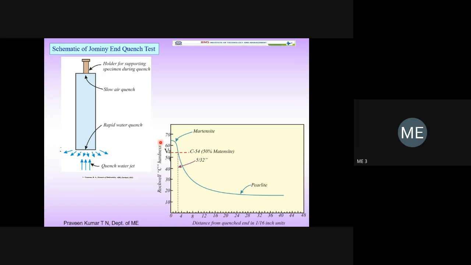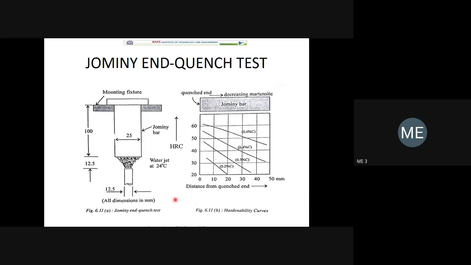Either we can change the properties of the whole volume, that is nothing but bulk heat treatment, or we can change the property only at the surface. This is the Jominy end-quench test. So now you can see here, all dimensions are fixed. All the information is available in the textbook. You can draw this diagram. If you draw one curve, that is sufficient. Very close to the water jet, hardness is very high.